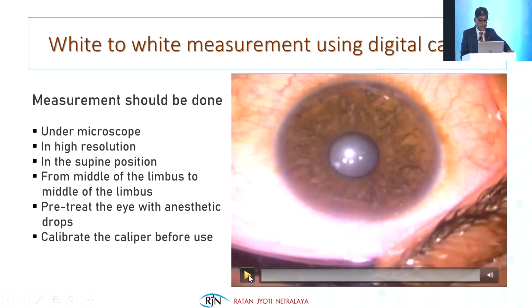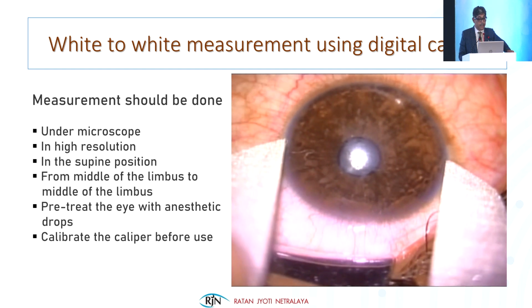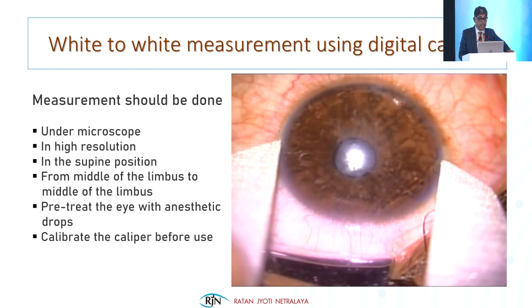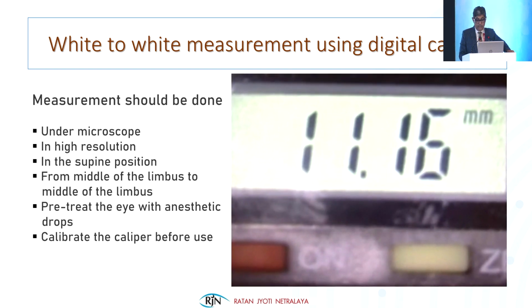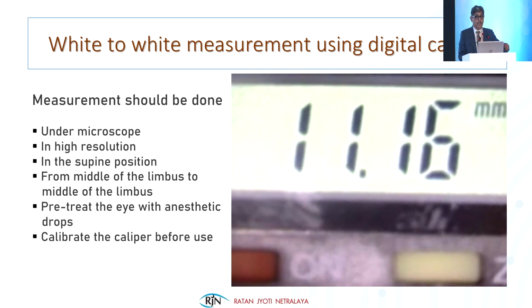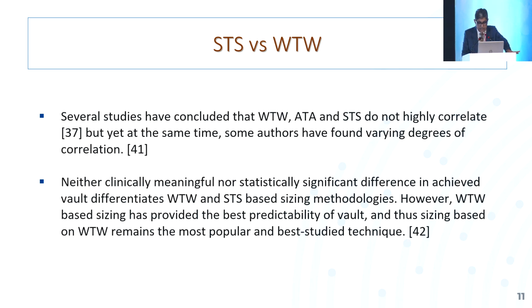It should be done under the microscope in high resolution in the supine position, from the middle of the limbus to the middle of the limbus on the other side in a horizontal meridian. We pre-treat the eye with anesthetic drop and always calibrate the caliper before we start measuring. This is how we get the measurement on a digital caliper. This can be used in all my cases. I think all of us use a digital caliper, and it's better to measure it yourself, but later on you can ask your technician or junior doctor or resident to measure it.